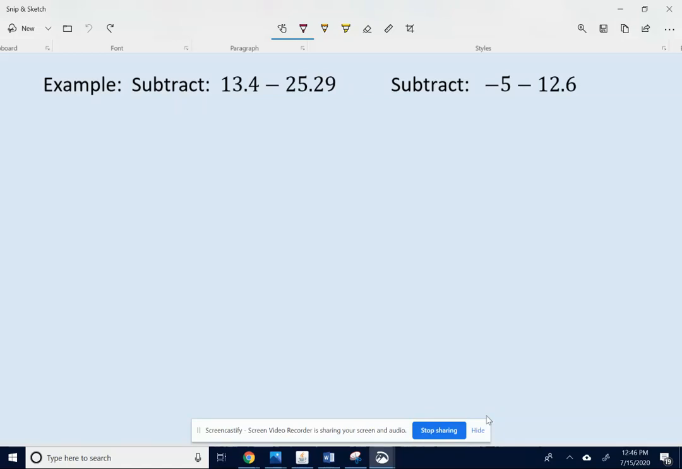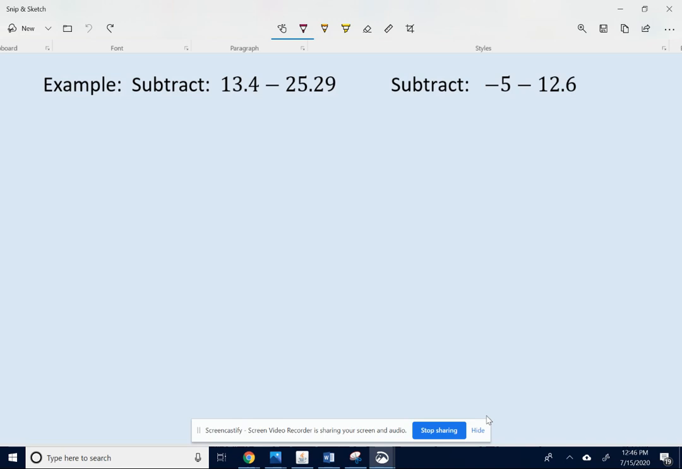Okay, let's do some subtraction problems. When you subtract decimals, keep in mind using same change opposite if you want to, and then using your addition rules for positives and negatives. Again, make sure you have the decimal points lined up when you add or subtract. So let's do the first one.